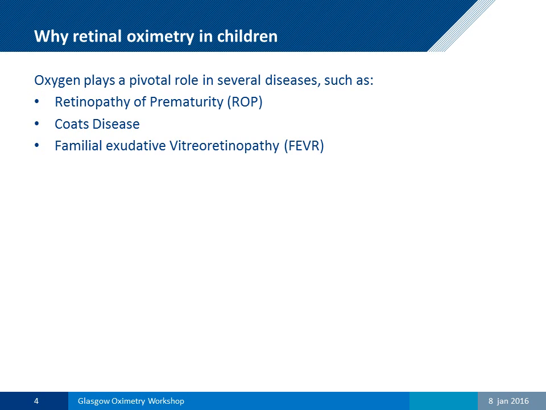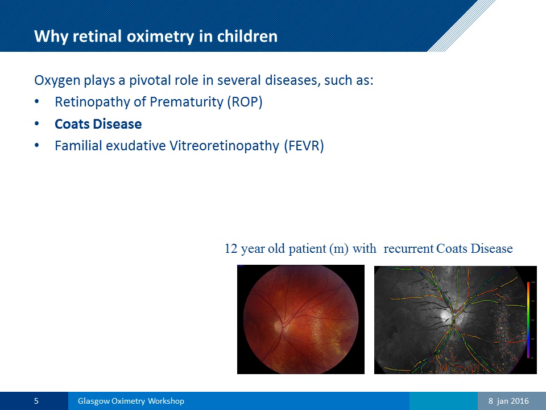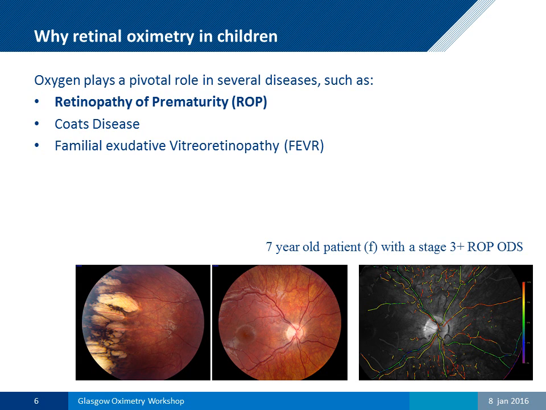Well, oxygen plays a major role in several diseases in children. Coats disease is one example. It's a rare disease, but the point with Coats disease is that there's one affected eye and one healthy eye, which makes the comparison quite easy. Also in retinopathy of prematurity, oxygen plays a key role. We're doing some work on older patients who had treatment.